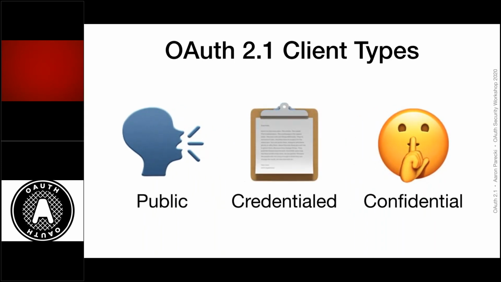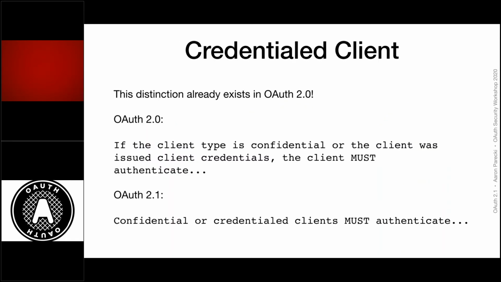The idea here is that it sits somewhere in between public and confidential. A credentialed client is a client that has credentials, but whose identity hasn't actually been confirmed or can't be confirmed by the authorization server. What I want to emphasize is that this isn't actually a new concept. This concept has existed in OAuth 2. If you look at the text in OAuth 2, it'll say things like, if the client type is confidential or the client was issued client credentials, then the client must authenticate. And this kind of thing happens throughout the spec in a lot of places.